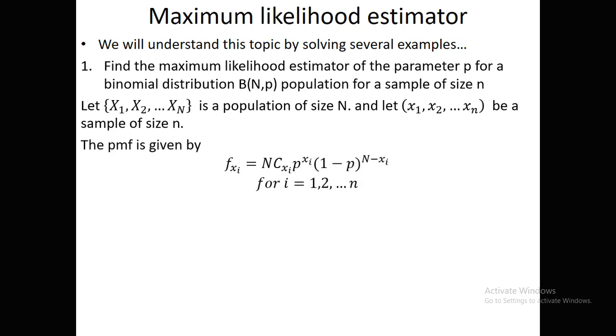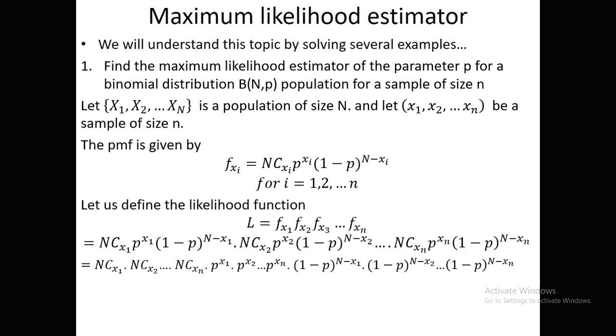The probability mass function, as we already know, for the binomial distribution is f of xi, probability X equal to xi, equal to nCxi p to the power xi into 1 minus p to the power n minus xi. Okay. Now we will fit a function, capital L. What is capital L? It is the likelihood function.